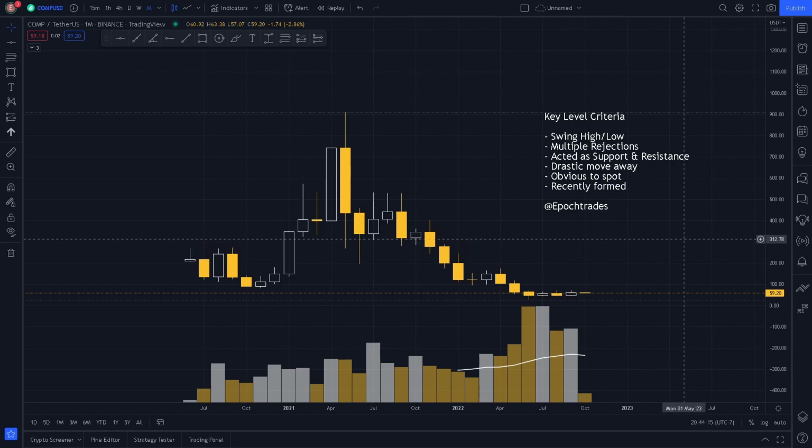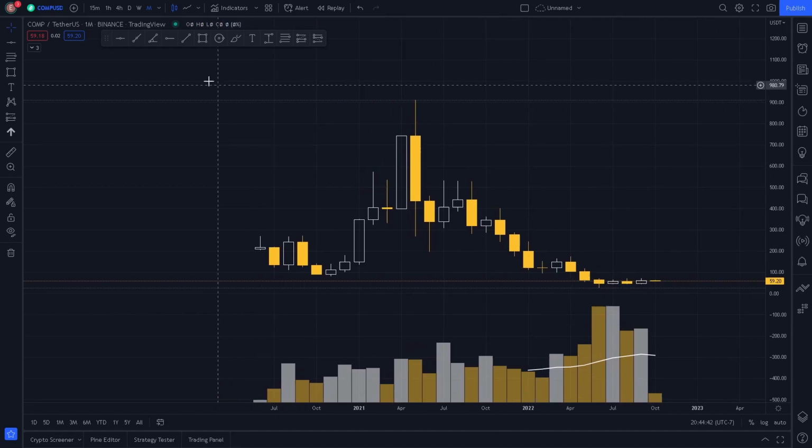Today we're going to be covering higher time frame levels on Comp, specifically the monthly and weekly levels. So, as always, our key level criteria, what we look for is swing highs and swing lows, multiple rejections, acted as support and resistance, drastic moves away, obvious to spot, and recently formed. So let's go ahead and dive right in.